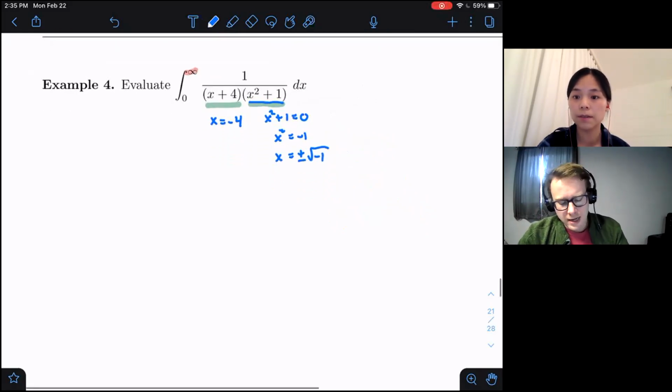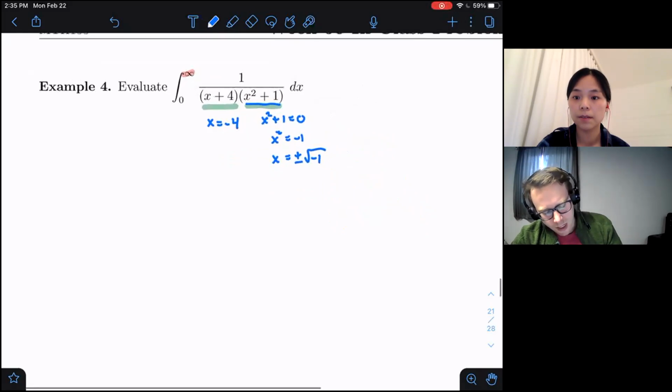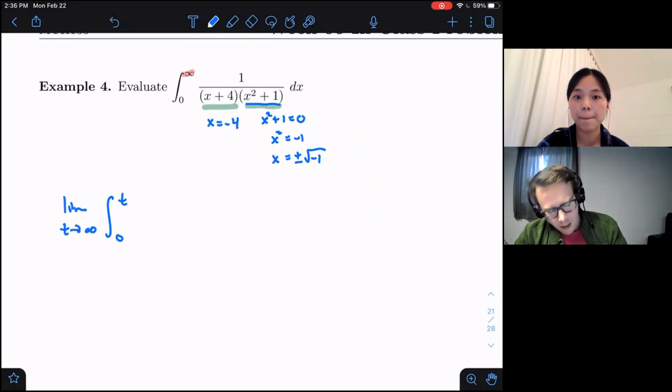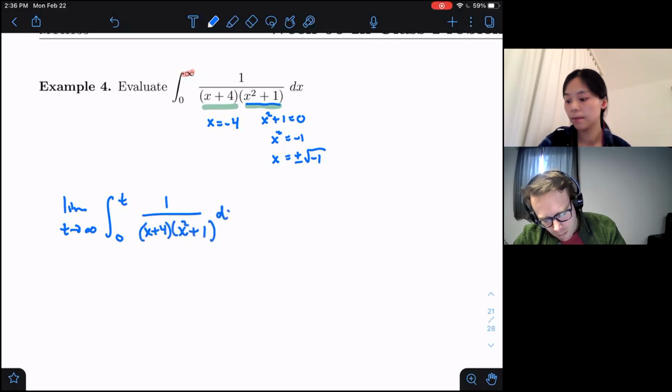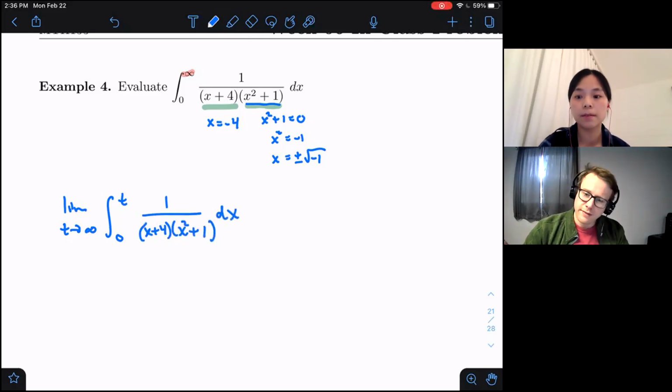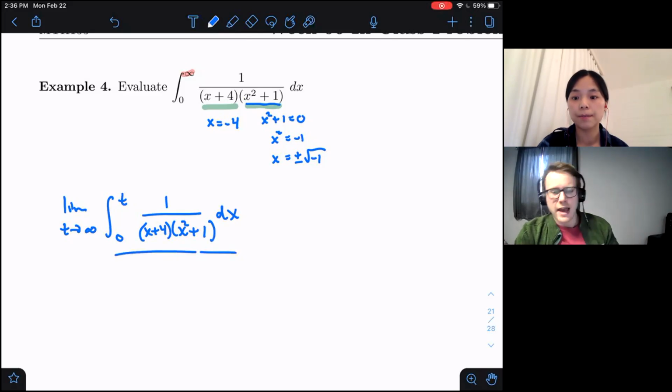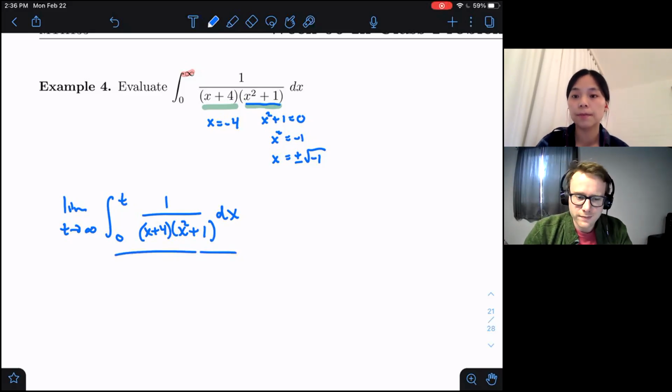And so the correct initial setup for this thing is going to be the integral from 0 to t. Again, we're going to take the limit as t goes off to infinity of this integrand here, 1 over x plus 4 times x squared plus 1 dx. Now we have to ask ourselves the same question that we did last time and that we do for all of these: how do you find the antiderivative of such a thing?